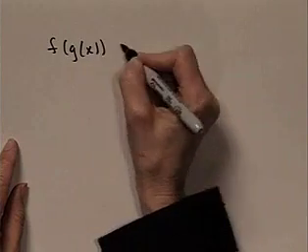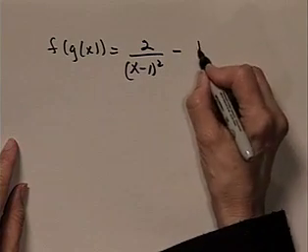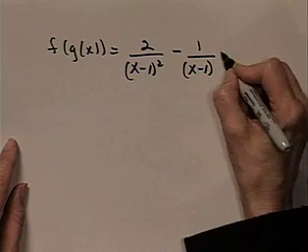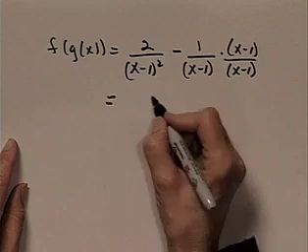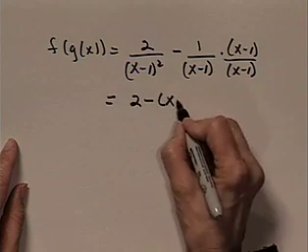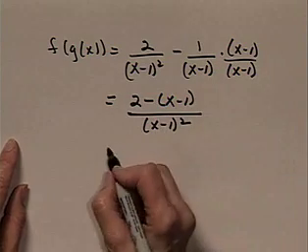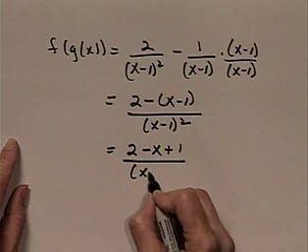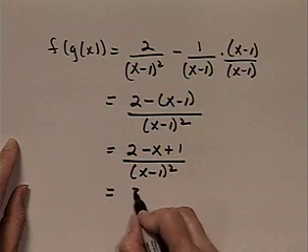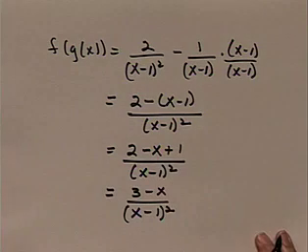So we have f of g of x is equal to 2 over x minus 1 squared minus 1 over x minus 1. Now remember, we're going to have to multiply this second term by x minus 1 over x minus 1. So we have 2 minus the quantity x minus 1 over x minus 1 squared. Now we have to remove our grouping symbols. 2 minus x plus 1 over x minus 1 squared. And this gives us 3 minus x over x minus 1, the quantity squared.